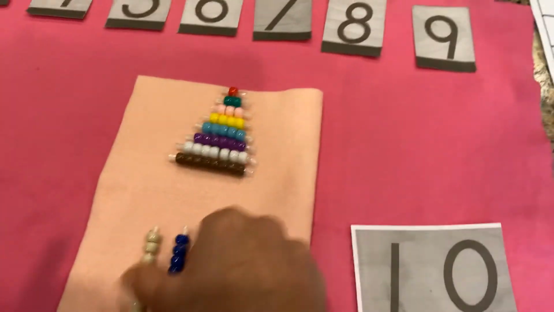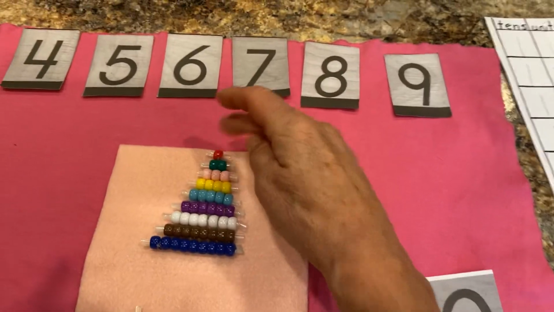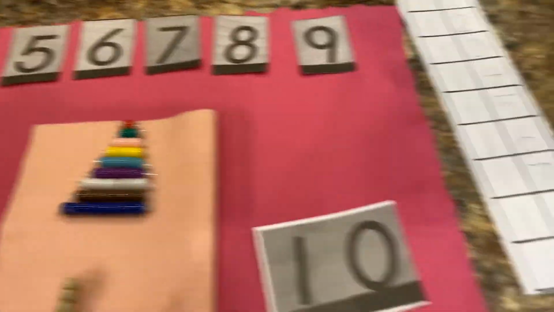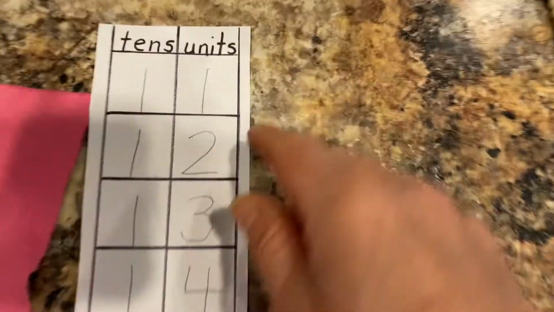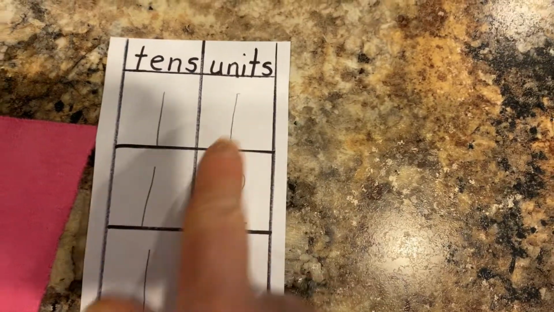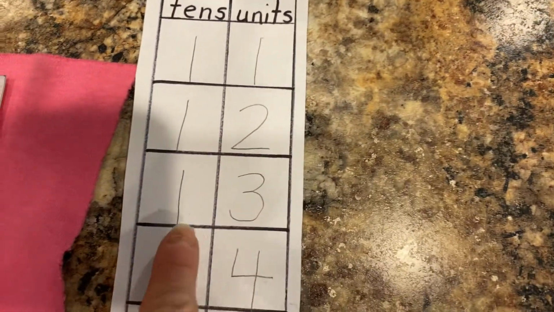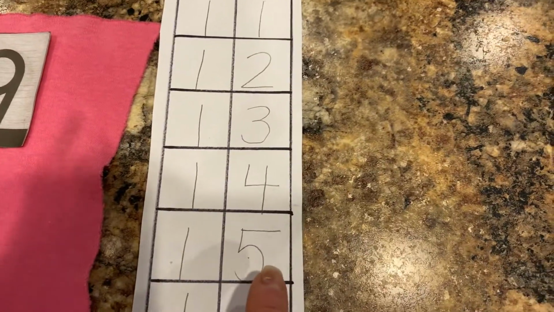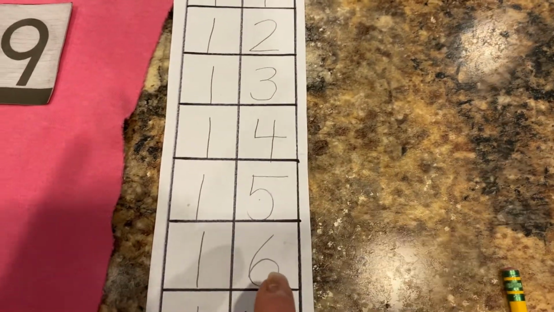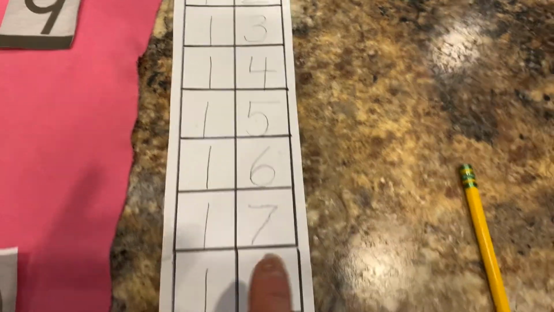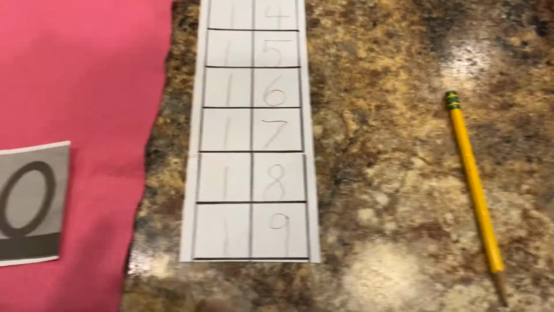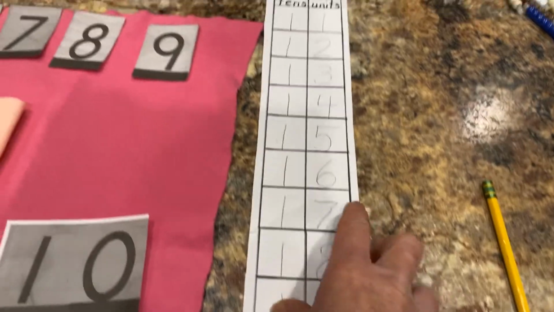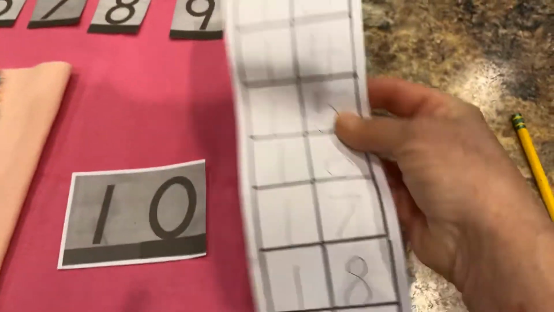So let's see. Let's put everything back. We've got our short bead stair here and our 10 bar. Let's see what we've done. We did 11, 12, 13, 14, 15, 16, 17, 18, and 19. Now you have your own number roll.